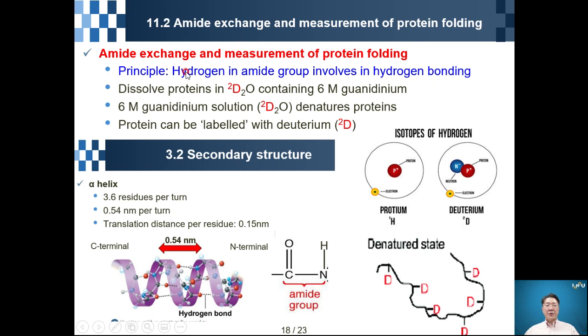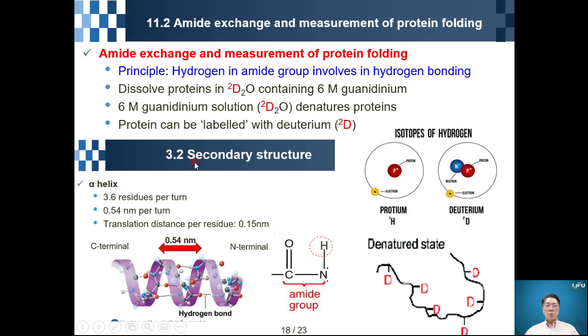The main principle of this experiment is that hydrogen in the amide group is involved in hydrogen bonding. So what is the amide group? This is the peptide bond between the carboxyl group and the amine group, and we call this group the amide group. Especially the hydrogen in the amide group is involved in hydrogen bonding.